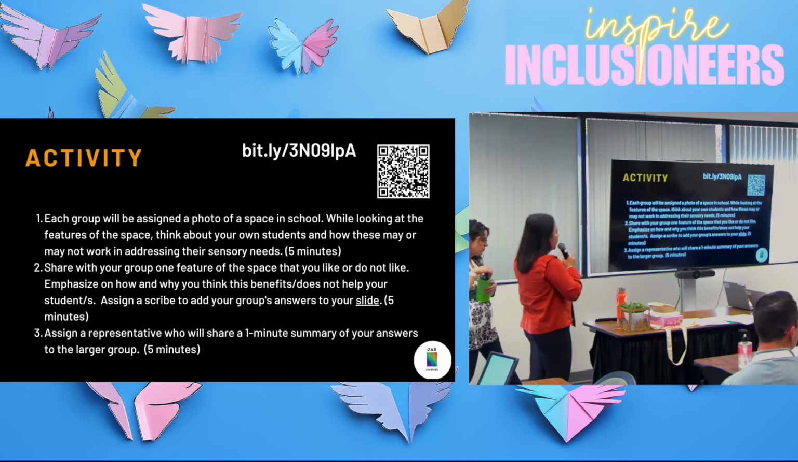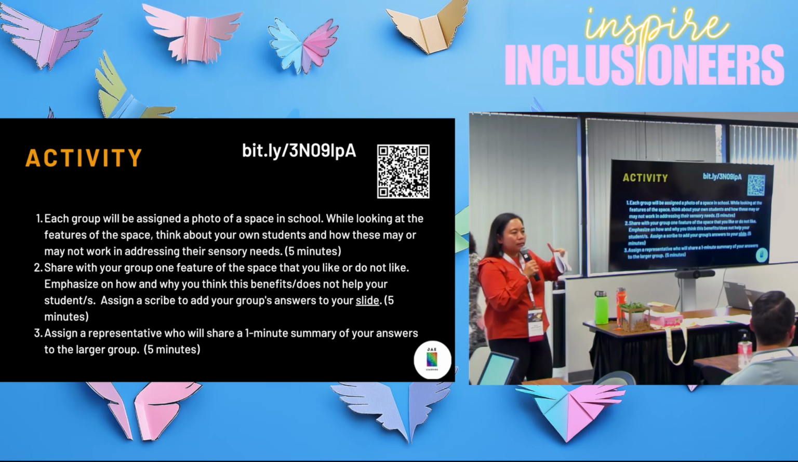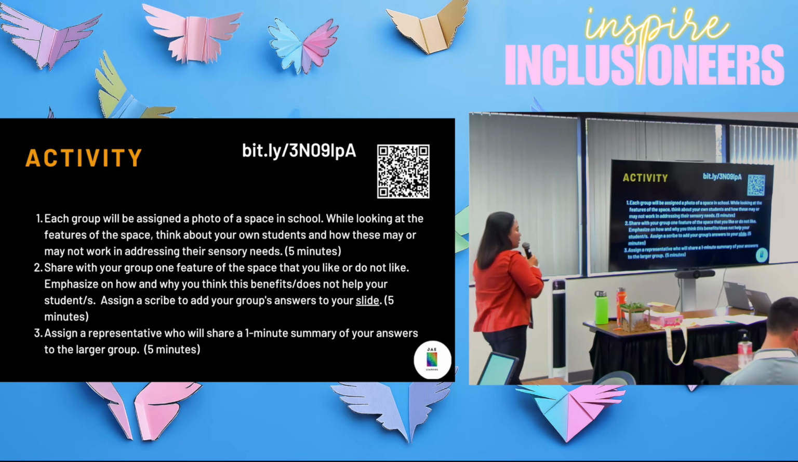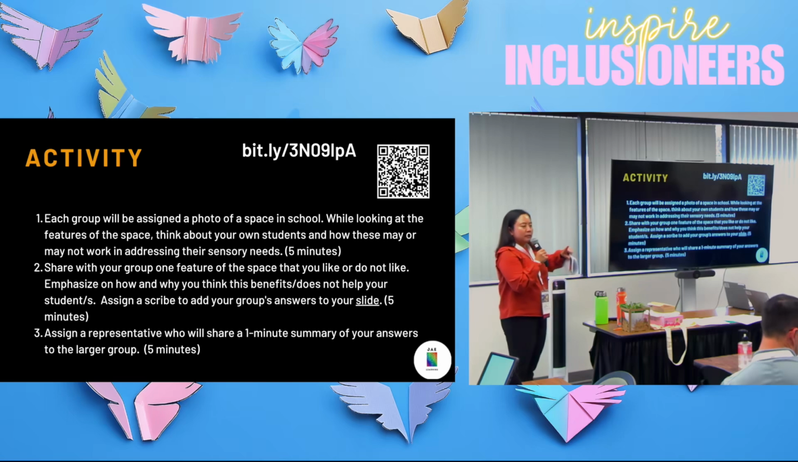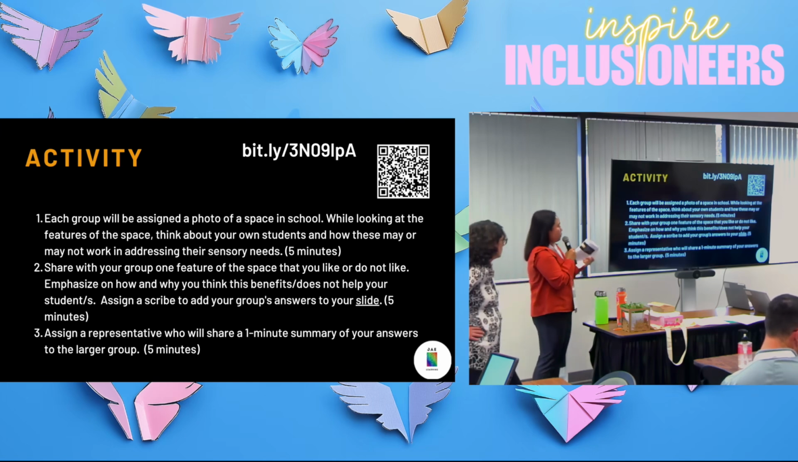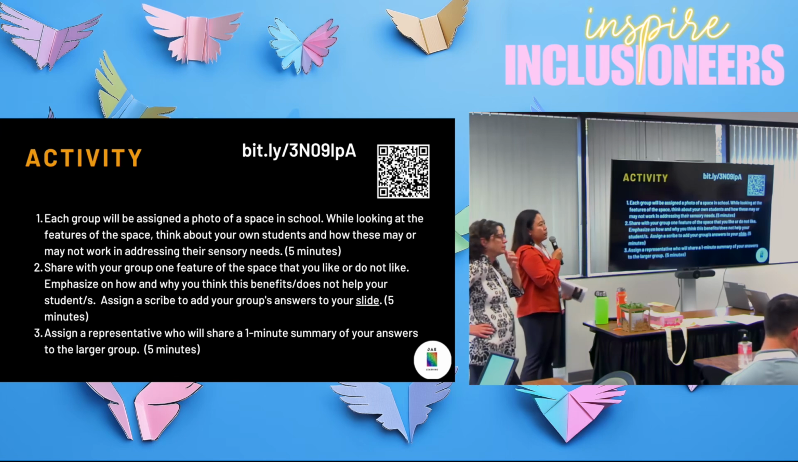And see how these may or may not work in addressing the sensory needs of a student or two that you have in a classroom. So that's the first thing that we need to do. Look at the space, see the features, things that may or may not work. And then you get to share one feature within your group of that space that you like or do not like. And of course, you have to emphasize how and why you think this benefits or does not benefit your student.